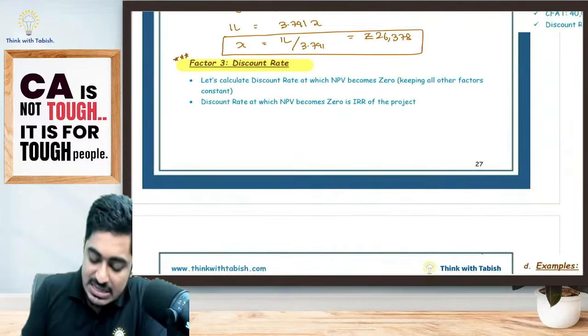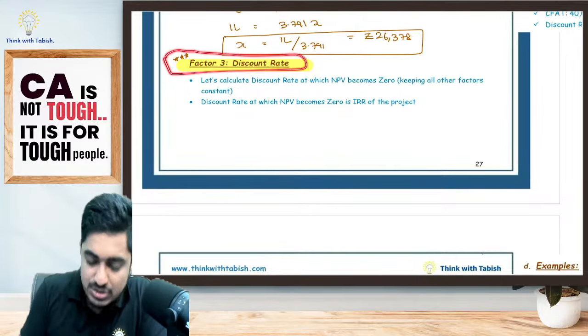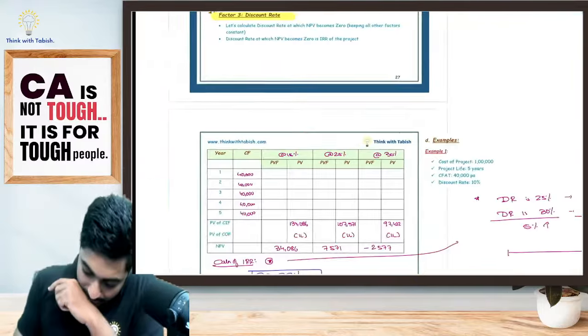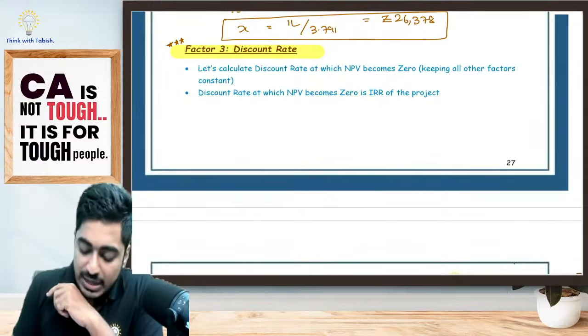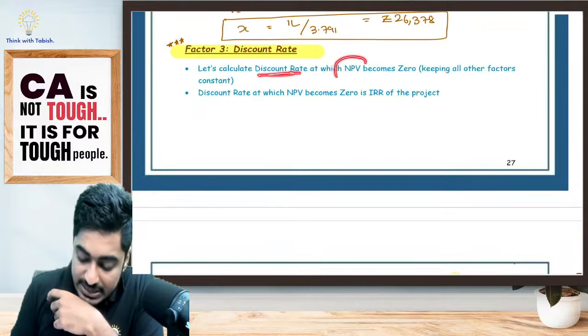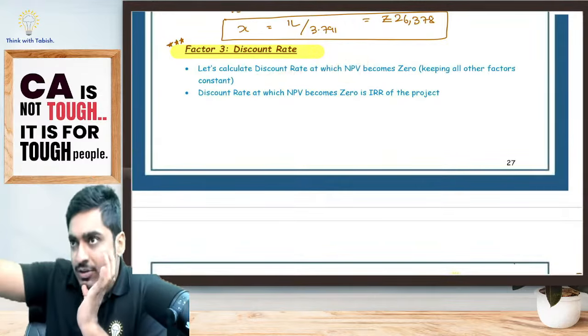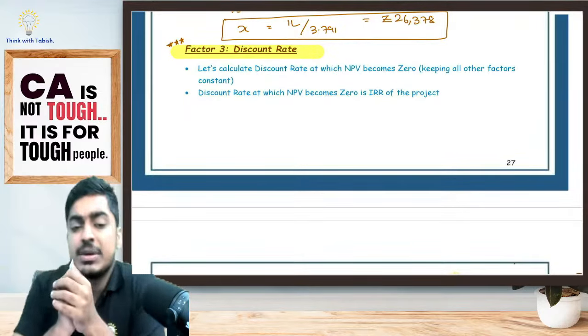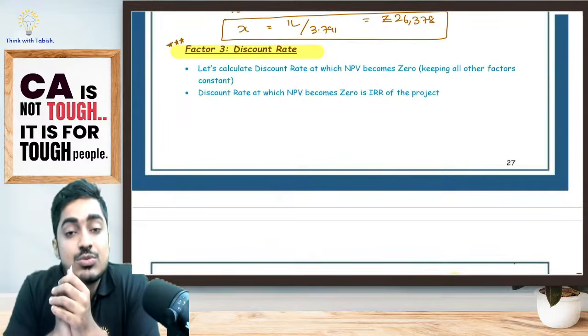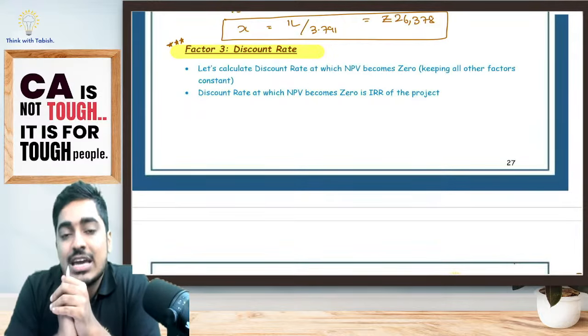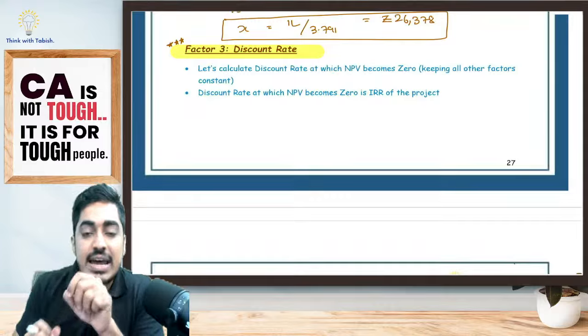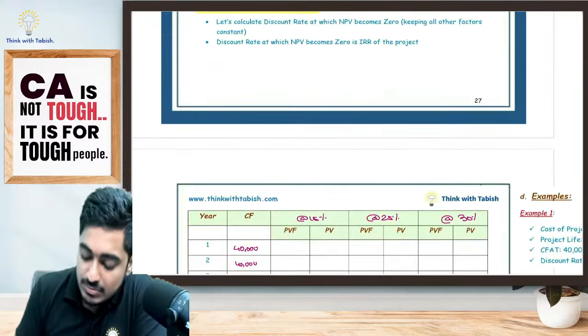Okay. Discount rate I have to calculate. This is important, students. Understand. I want to calculate that discount rate at which my NPV becomes 0. At which rate I should discount so that my NPV becomes 0. What is the question asking? What is it that I want? I want my IRR. So here I have to calculate my IRR.